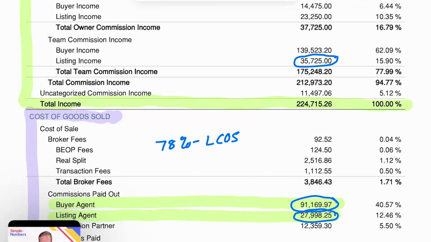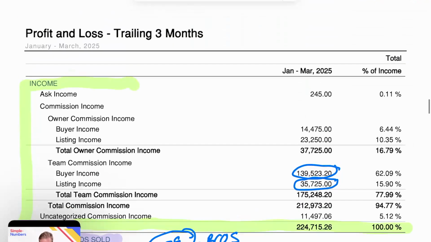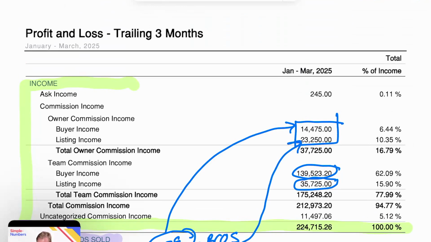$91,000 of commissions paid out to agents on $140,000 of income from those agents. That's 65% buyer cost of sale. So now what we do is we take these percentages and apply them to the owner's income, where currently there is 0 cost of sale. We apply the buyer percentage to the buyer income on the owner and the listing percentage to the listing income on the owner.